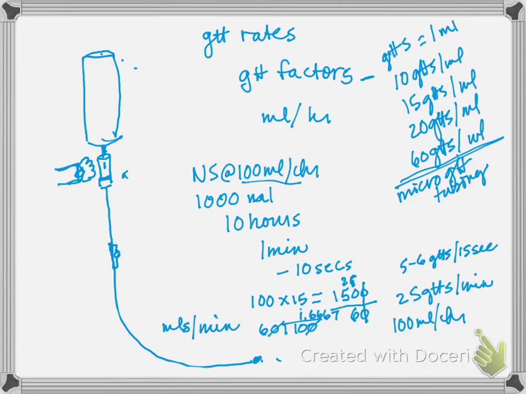So if my drip factor is 15, then I can do 1.6667 times 15 equals 25.0005. So it just depends on how your brain works, which way you want to work it, as long as you get the same answer.